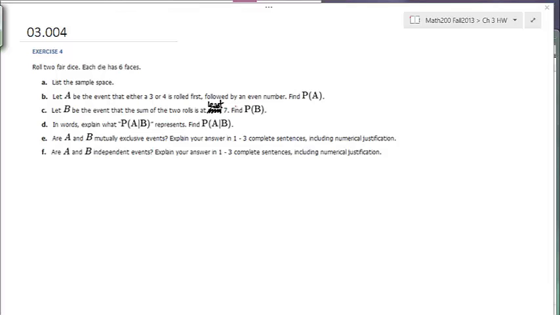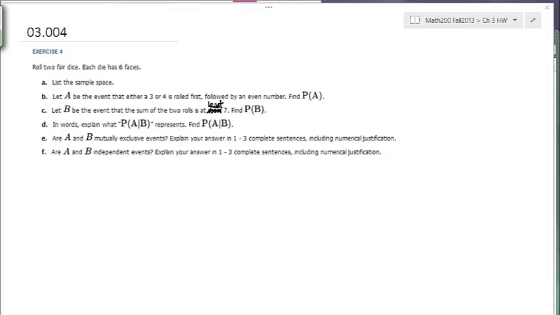I'm going to change this so it doesn't look exactly like your homework. Part D: in words, explain what P of B given A, the vertical bar, represents, and then define that. And then, are A and B mutually exclusive events, yes or no, and are they independent?